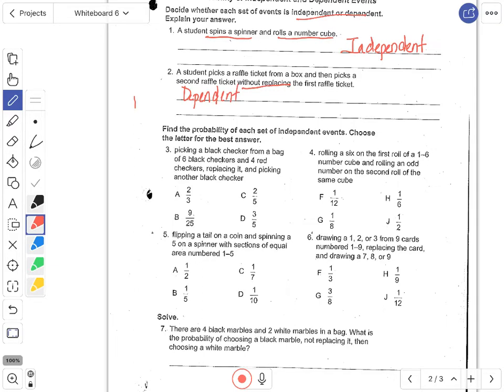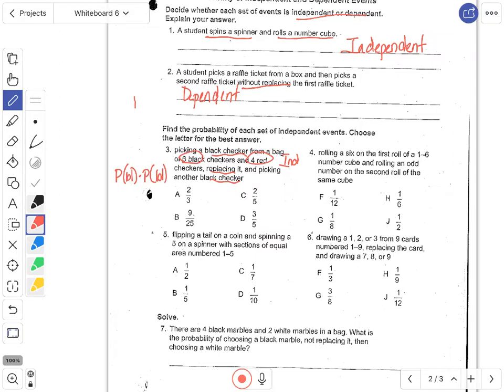All right. So it says find the probability of the independent events. You are picking a black checker from a bag of 6 black and 4 red checkers. We are replacing it. That's key to it being independent. And picking another black. Okay? So we have the probability of the first one being black times the probability of the second one being black.